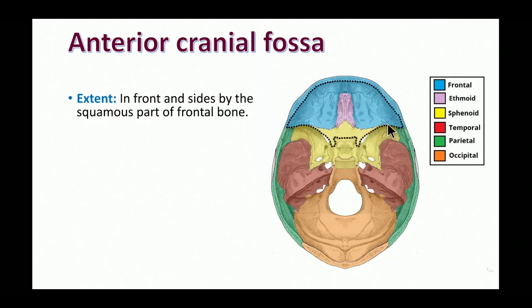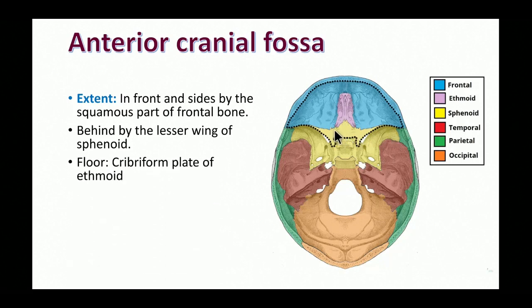Posteriorly, it is limited by this yellow colored one, which is the lesser wing of the sphenoid. The posterior most margin of the lesser wing of sphenoid is very sharp, a sharp margin, which you can also call the sphenoidal crest. The two lesser wings of sphenoid are connected in between by this bar of bone, which is called the jugum sphenoidale. The floor of the anterior cranial fossa is formed by three bones.